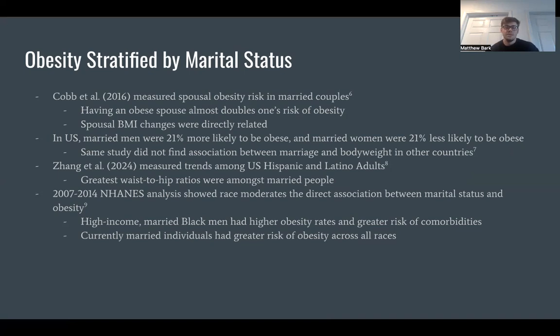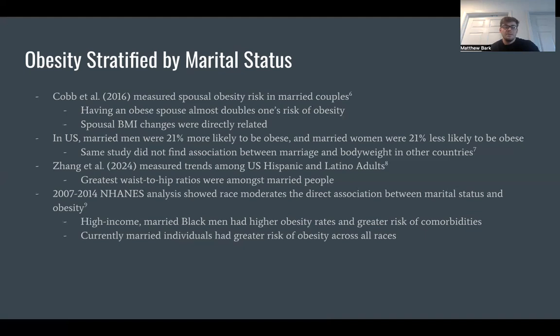In the United States, the greatest risk of obesity was seen amongst married men compared to single men. However, married women had an opposite effect with a lower risk of obesity while married. These trends were consistent across all racial groups.